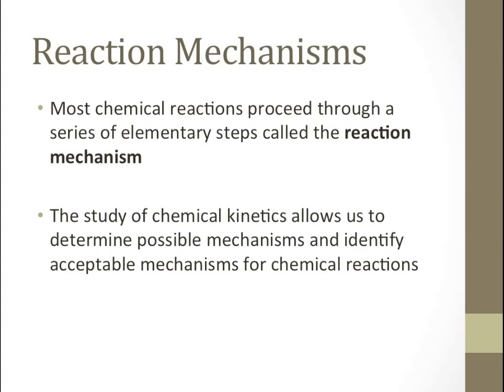Most chemical reactions proceed through a series of elementary steps. These steps are called the mechanism for the reaction. One reason people study kinetics is to determine acceptable mechanisms for chemical reactions. Since we cannot directly observe the submicroscopic level of the atoms and molecules involved in a chemical reaction, it is impossible to prove a mechanism, but kinetics allows us to identify whether a particular mechanism is acceptable or not.